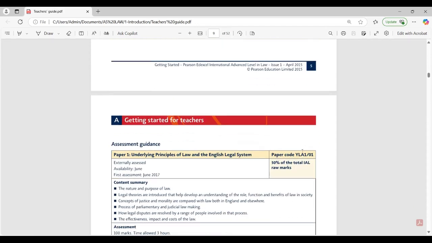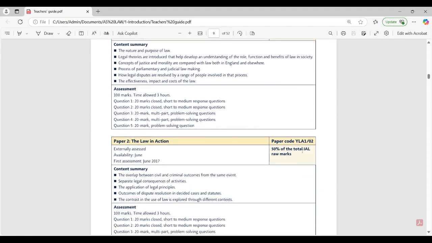Let's move on to see the structure of the paper. The first paper, as I mentioned earlier, will be for a total of 100 marks, and the time allowed is 3 hours. You will get 5 questions, and the first 4 questions will be for 20 marks each, but each question will have different parts. The first question will have 3 parts: part A, part B, and part C. Like that, the first 4 questions will be divided into parts, the total of which would be 20 marks.